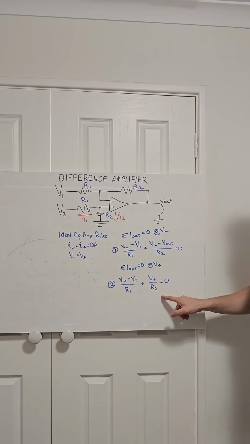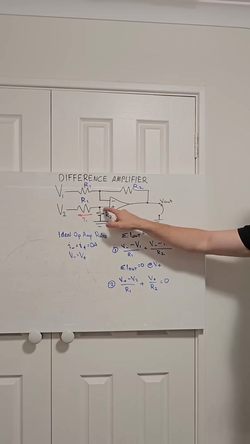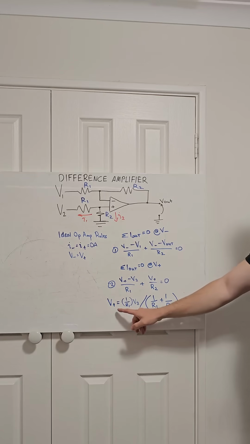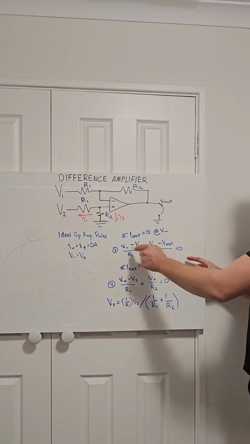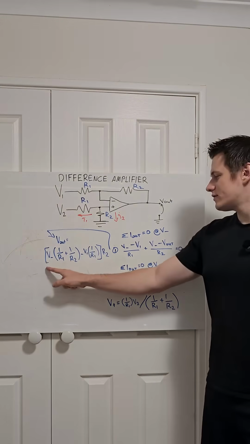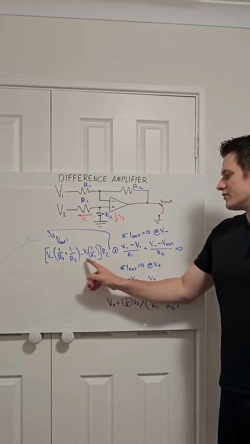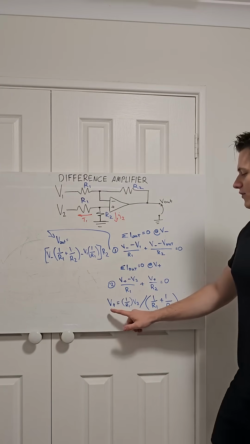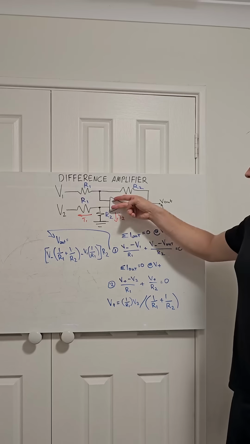I'm going to rearrange this equation to solve for V plus, which is the voltage at the non-inverting input, and that gives us that voltage is equal to this. Now I'm going to rearrange our first equation and figure out what V out is. We get this. So now we have an equation in terms of our input and the resistors, but V minus is still sitting here. We know that V plus is equal to V minus because of the ideal op amp rules.